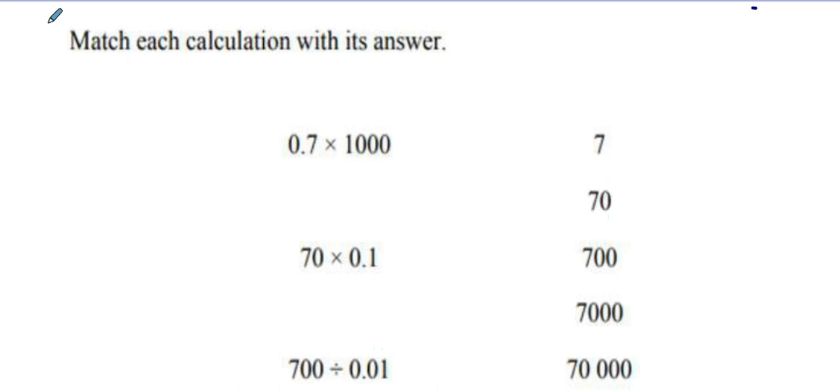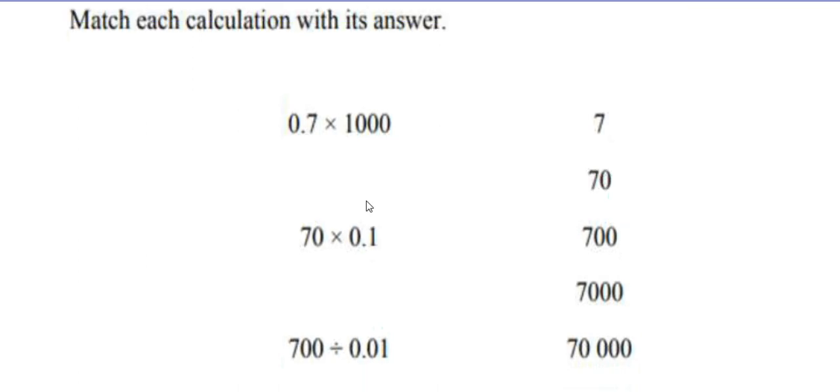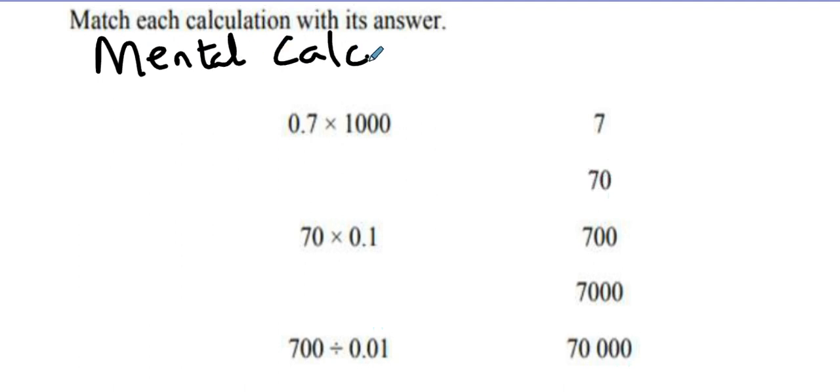So this is the continuation of the previous videos, almost 7 previous videos on numbers, integers, powers, and roots. Okay, now we have this question here which says match each calculation with its answer. So normally these questions are mental questions or mental calculations. That means we don't need a calculator in doing these types of questions. Okay, so let us start.